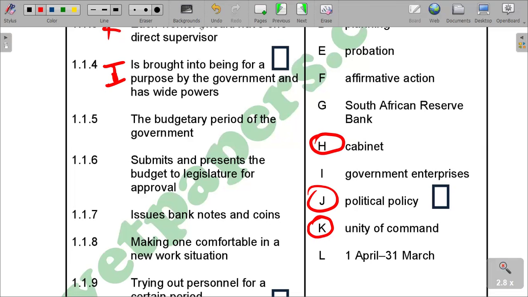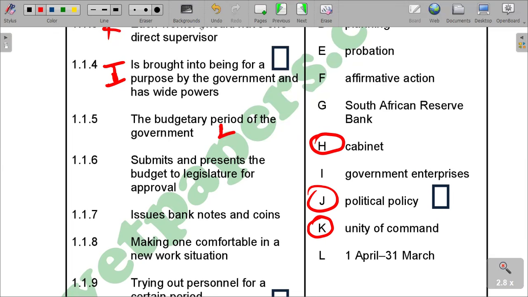The budgetary period of the government is usually set from 1st of April to 31 March, which is L. For those of you who follow current affairs and understand this, we know that the budgetary period always runs in that phase, from April of this year to March the following year. So that's how it runs.